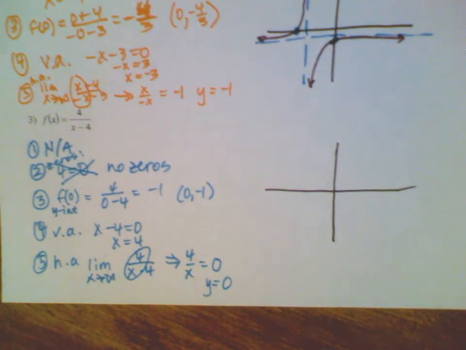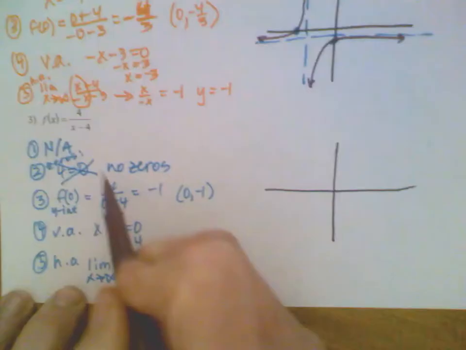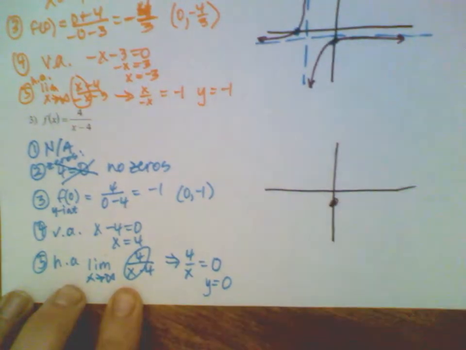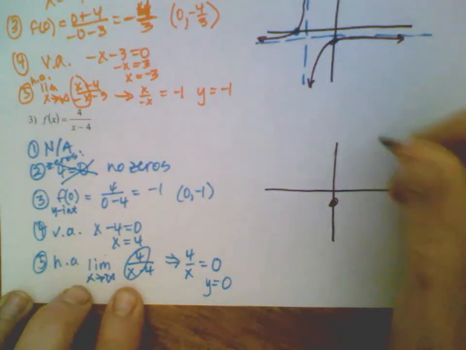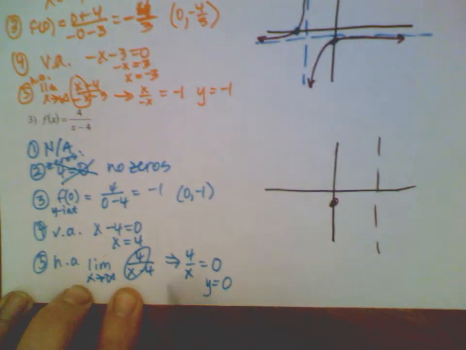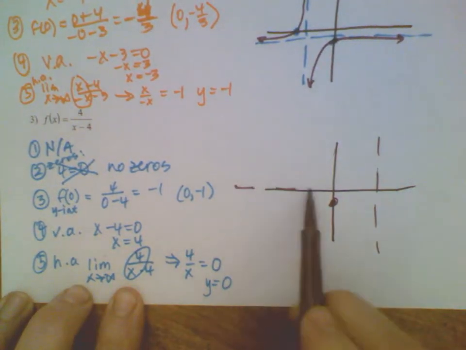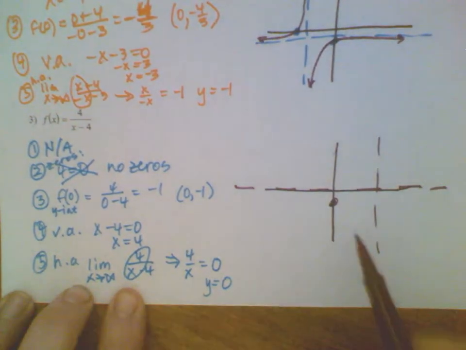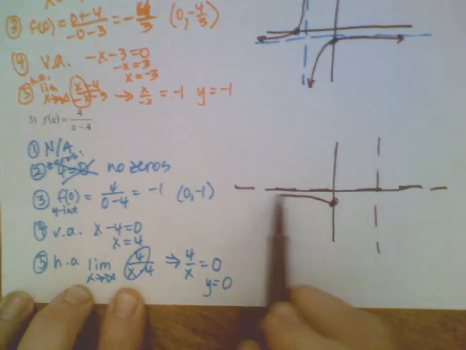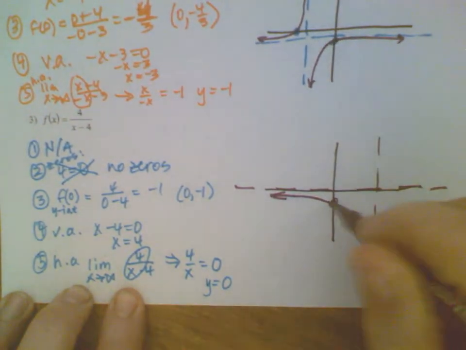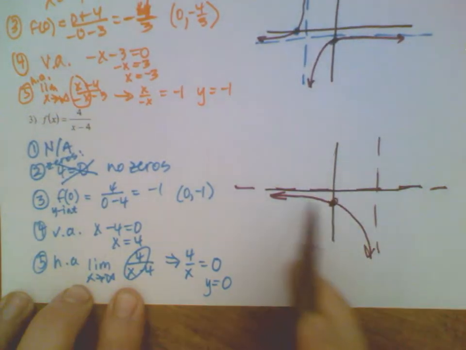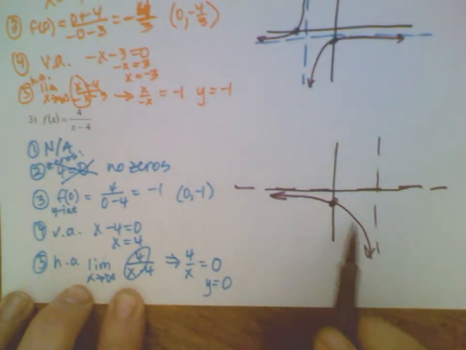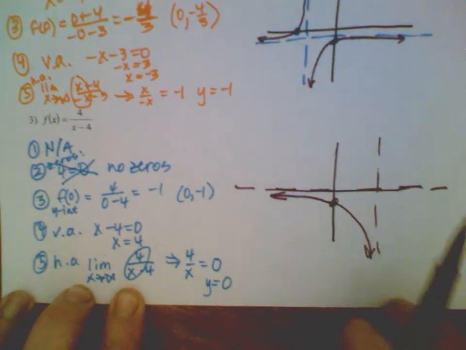I have no x-intercept. I have a y-intercept at -1. I have a vertical asymptote at 4. And I have a horizontal asymptote at 0. So when I look at what I need to do for this one, this point is going to approach over here on the left. It'll approach the horizontal asymptote at 0 on the far left. As it moves towards the vertical asymptote, this will drop down to -infinity.